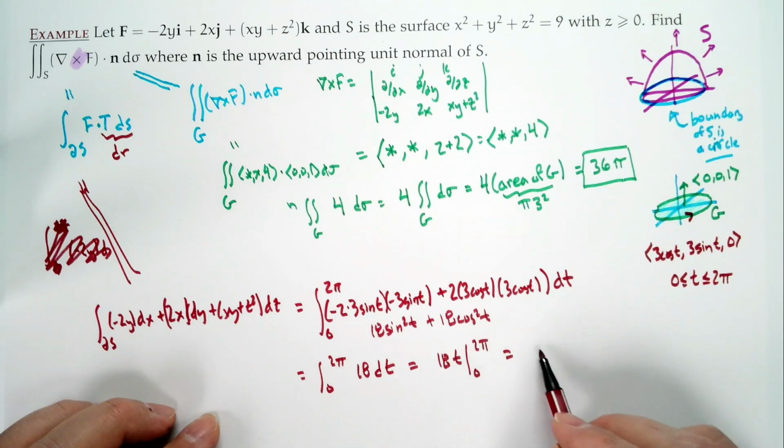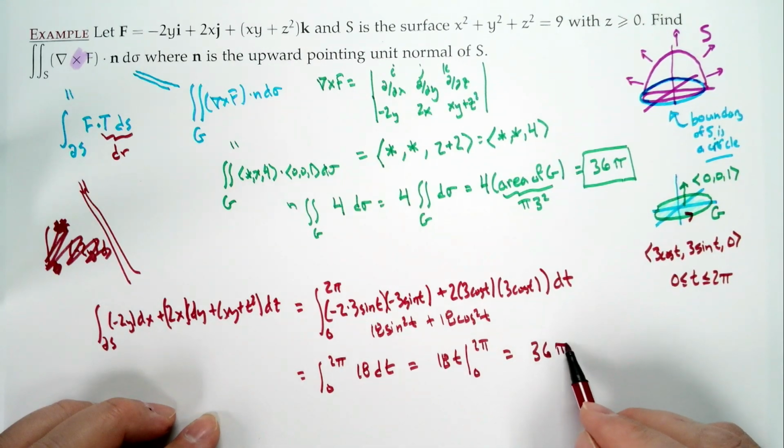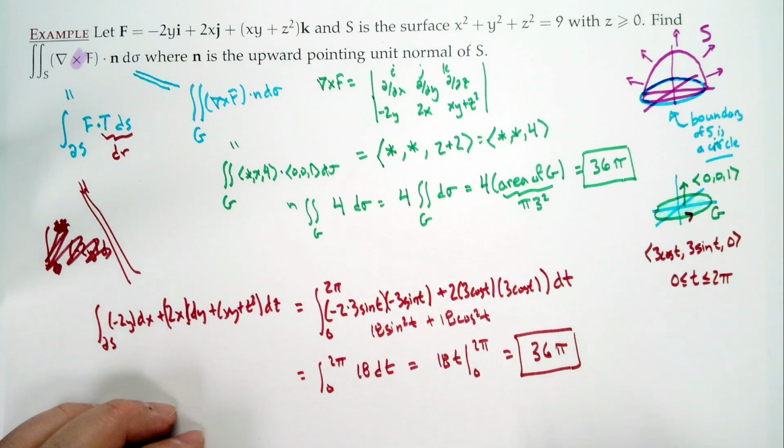And 18 times 2 pi gives us 36 pi, which is the same answer. Now, which is the right way to do it? They're both the right ways to do it. Which one should you do? The answer is, which one do you feel comfortable doing?